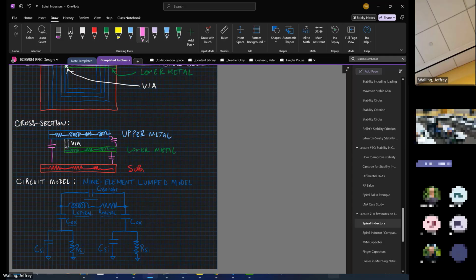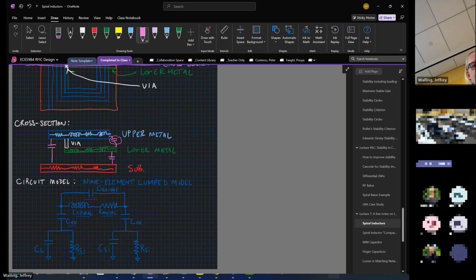Most of these that we can integrate on chip are generally going to be electrically small, which means that we can approximate this with lumped elements. And the common lumped element model is called a 9-element lumped element model. And you can see that we have some inductance L spiral that represents the inductance from the spiral. We have some metal, R metal, which represents loss due to finite conductivity of the metal. We have that bridging capacitance, which comes primarily from this overlap capacitance. But there's also a little bit of capacitance between each section of the winding.